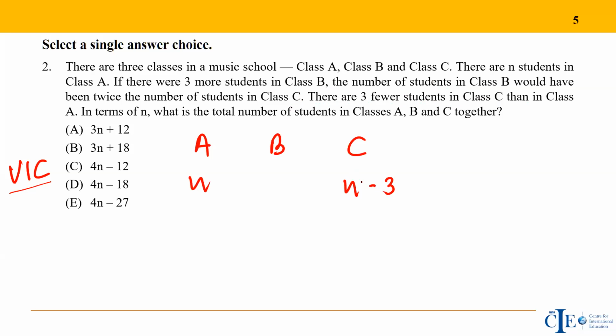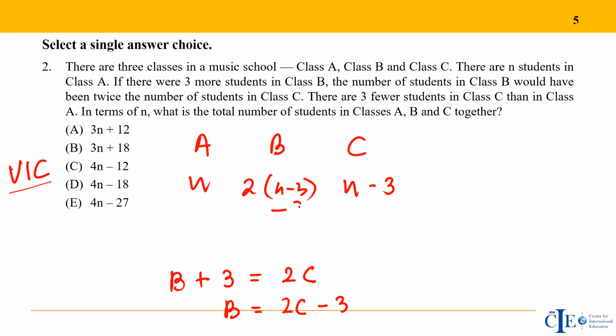Now B is related to C. What it says is that if I would add three more to B, then the number would be twice that of C. So B plus 3 would become 2 times C. That means the B at present is 3 less than twice the C. So therefore the value of B in this case I'll get is 2 times (n minus 3) minus 3, because right now it will be 3 less.